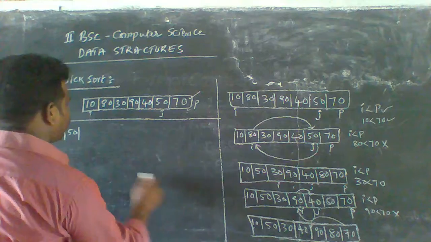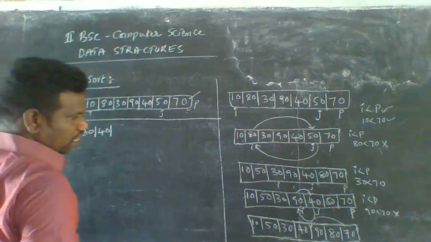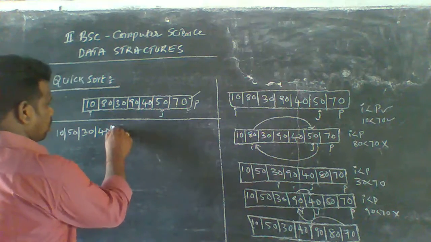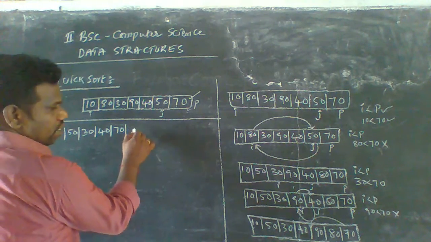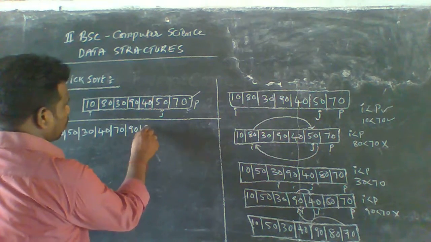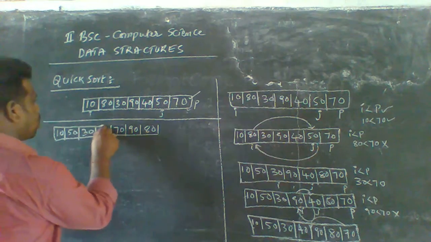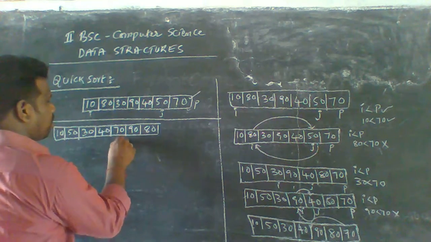The next values will be 30, 40, and 70, and 90. Okay, so now this is the pivot number.